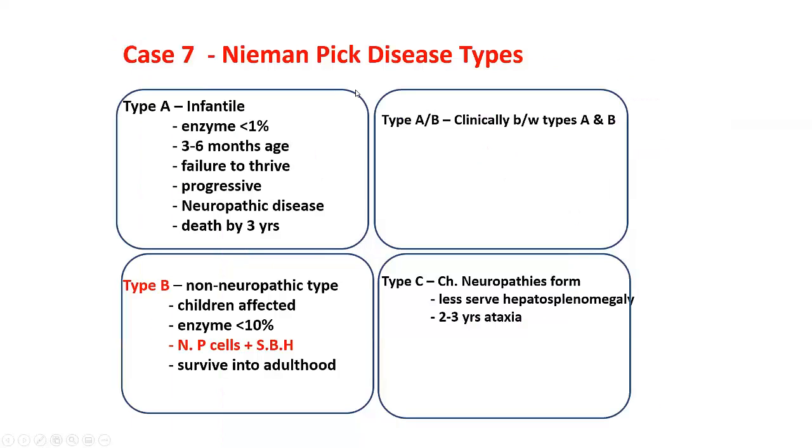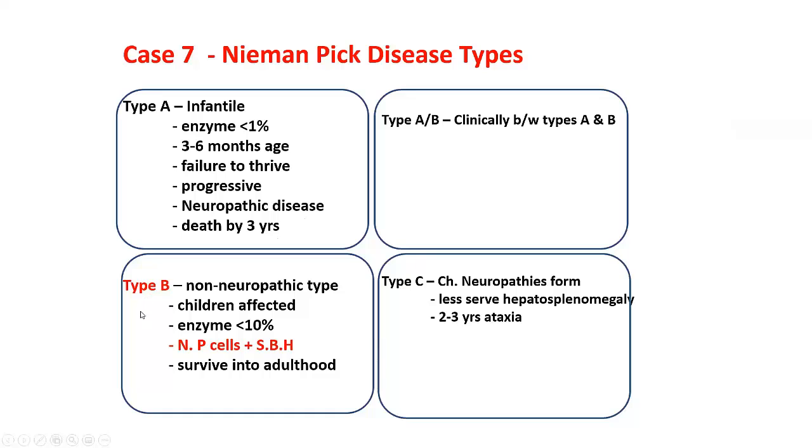Now we know that Niemann-Pick disease is of 4 types: type A, type B, type AB, and type C. Now type A is infantile, failure to thrive, and they manifest at 3 to 6 months of age, and it is neuropathic. And such children die by 3 years. Type B is non-neuropathic. Children are affected.